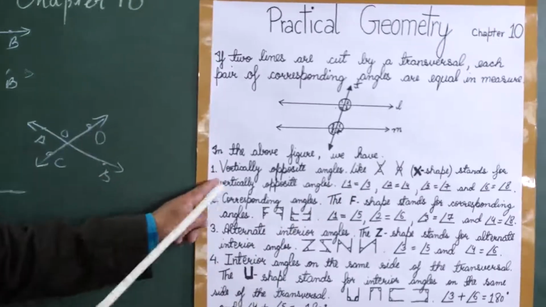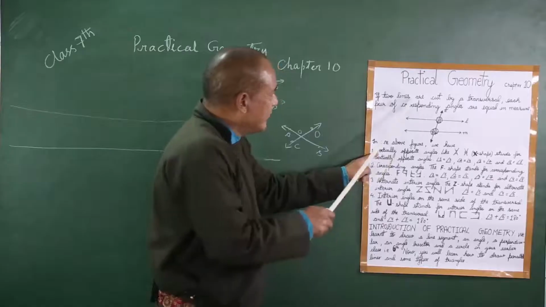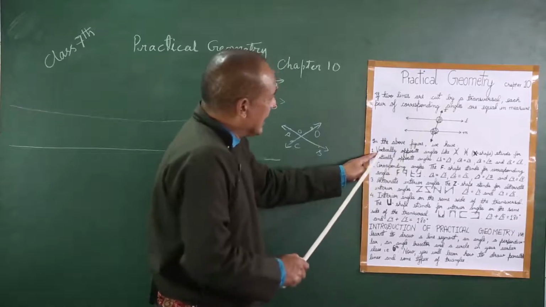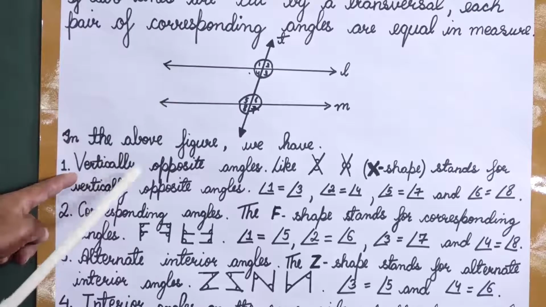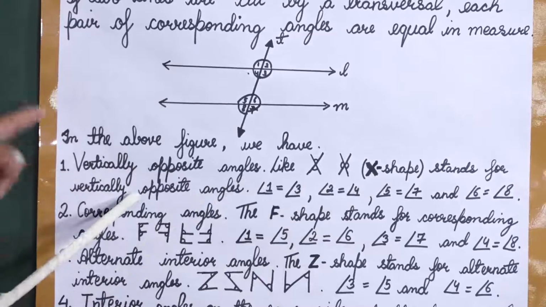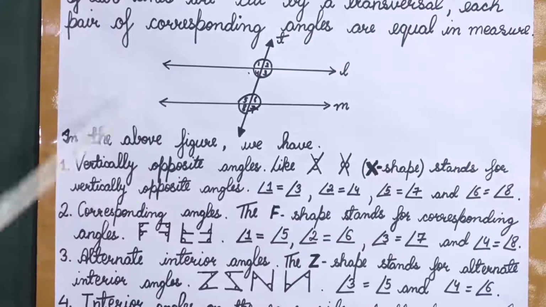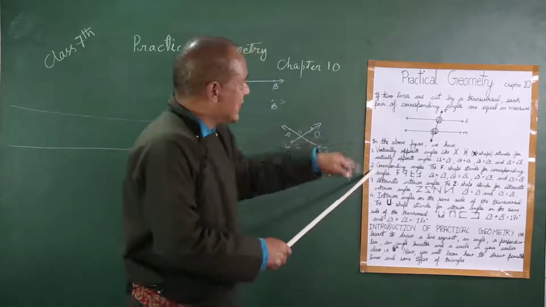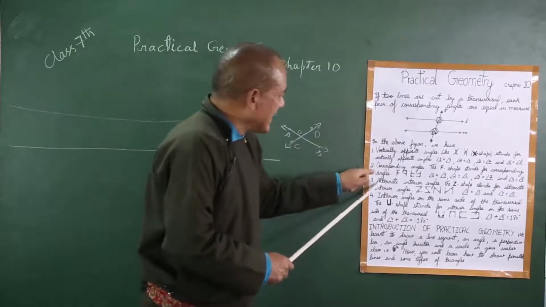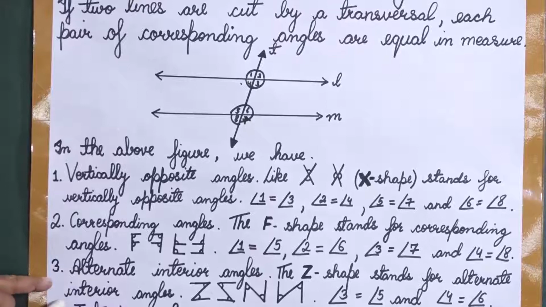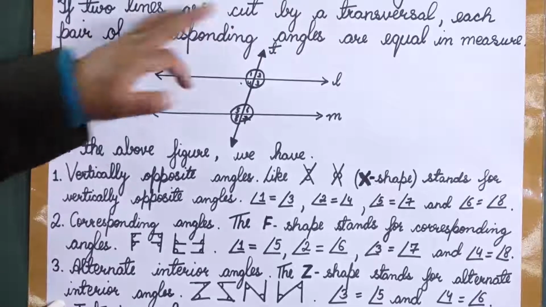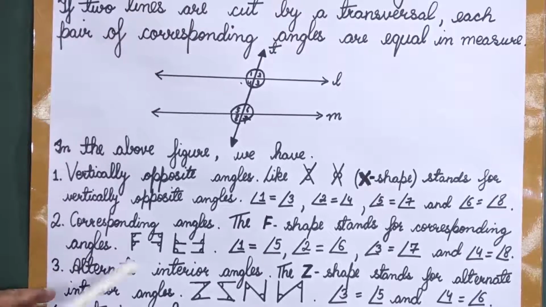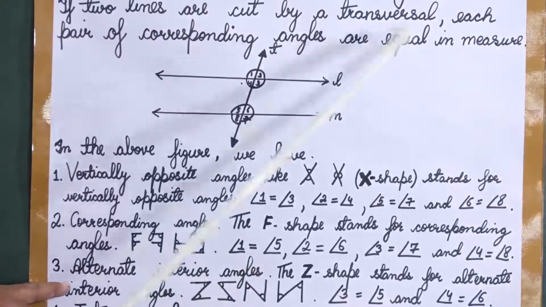Now you can do the same thing here. If two lines are cut by a transversal, each pair of vertically opposite angles are equal in measure. Again, you can say the same thing. When two parallel lines are cut by a transversal, each pair of corresponding angles are equal. Again, you can say here, if two lines are cut by a transversal, alternate interior angles are equal in measure.